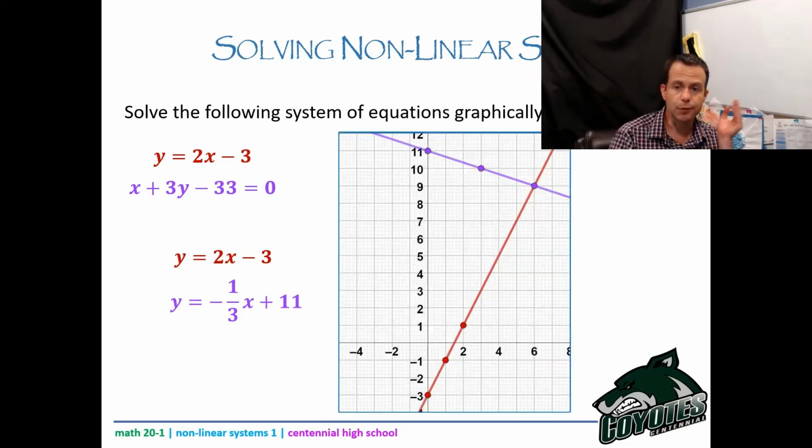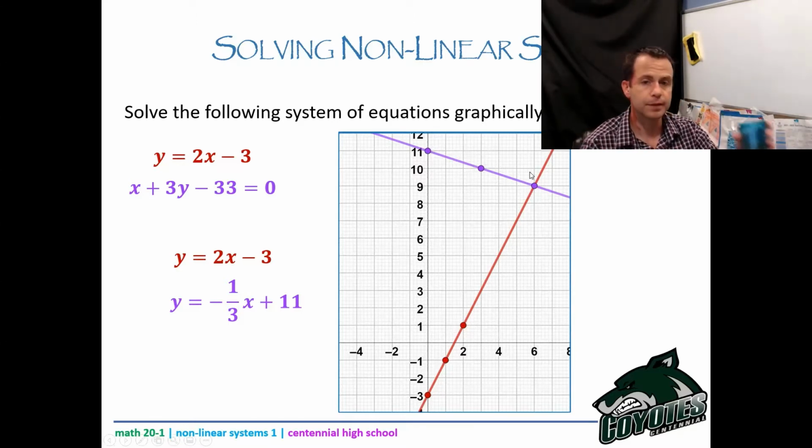So when I have a ruler and I connect those dots, I see that there's one intersection point, and the intersection point is right here at 6, 9. Okay, 6, 9.